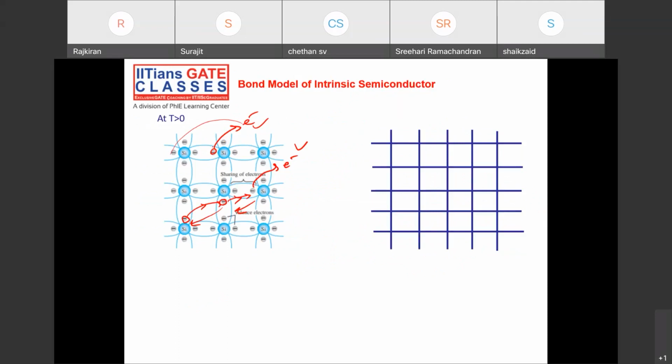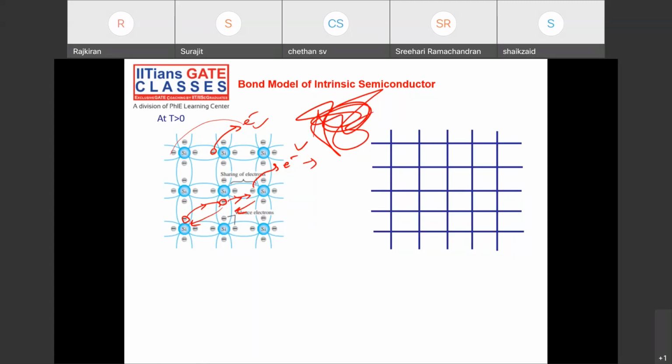If you apply a voltage, they will move according to the applied field. If there is no external bias, they are moving randomly. If you give an external bias, they will move in a particular direction. That is called electron transport, which we will discuss in the transport chapter. The electrons move very randomly, but when we apply an electric field, we push them to move in that direction.